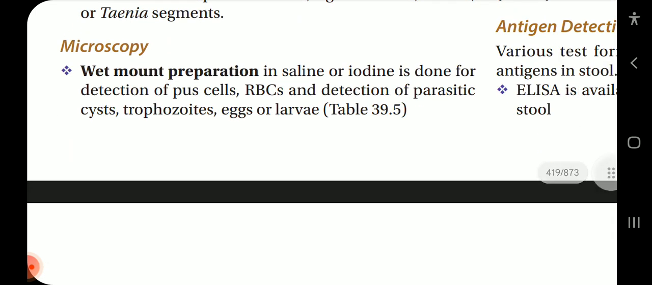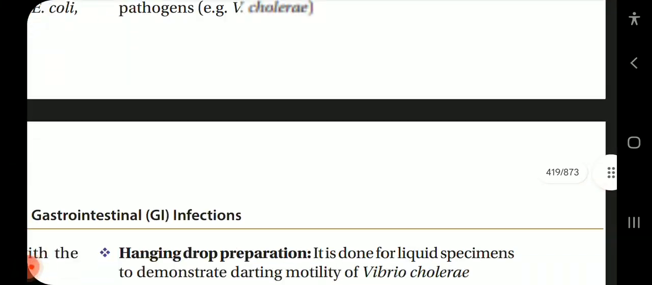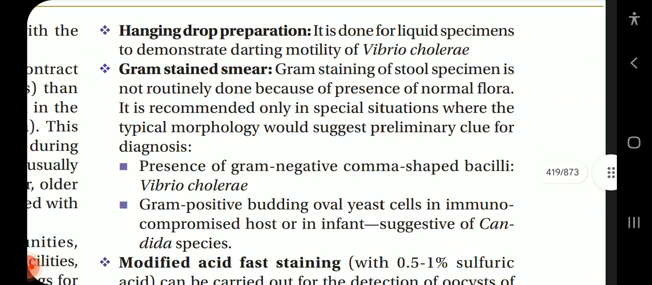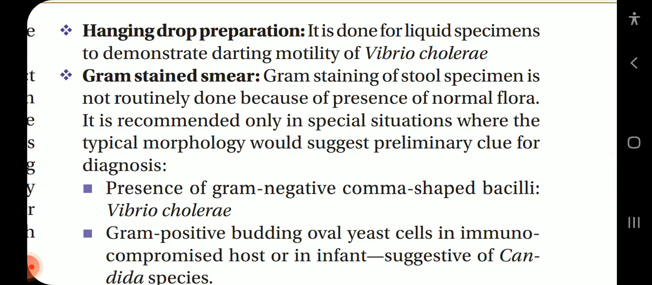Microscopy. Wet mount preparation in saline or iodine is done for detection of pus cells, RBCs and detection of parasitic cysts, trophozoites, eggs or larvae. Hanging drop preparation is done for liquid specimens to demonstrate darting motility of Vibrio cholerae. Gram stain smear: Gram staining of stool specimen is not routinely done because of the presence of normal flora. It is recommended only in special situations where the typical morphology would suggest a preliminary clue for diagnosis.